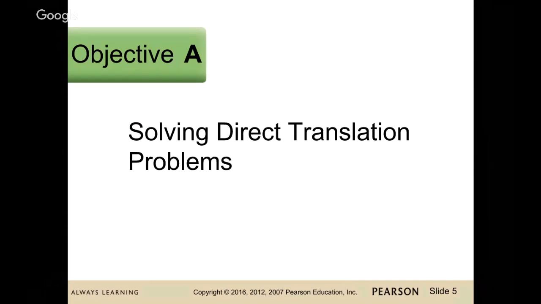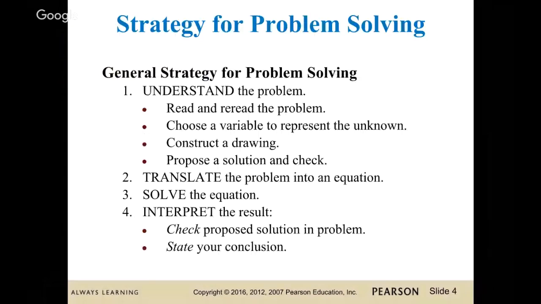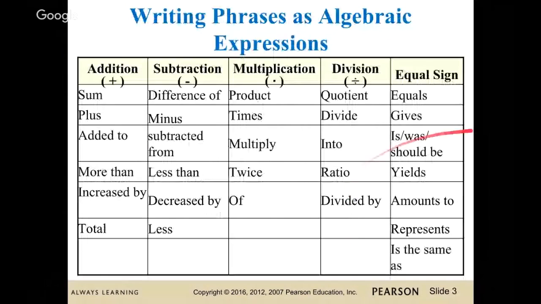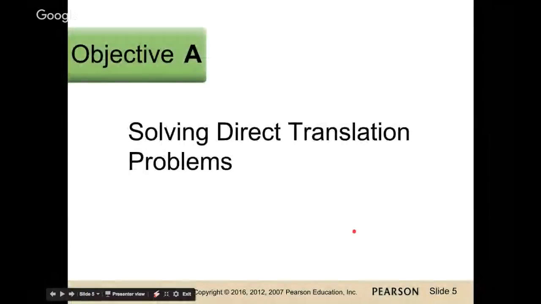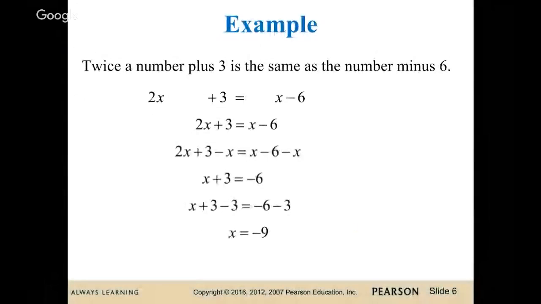So direct translation problems. This is stuff where you're going to see things that are in this chart directly in the equation. So that's when you're going to see things like, in this example, twice a number plus 3 is the same as the number minus 6. All right, so twice a number is going to be 2x. Plus 3, that's kind of self-explanatory. Is the same as, that's going to be an equal sign. That same number minus 6. So this is pretty self-explanatory.